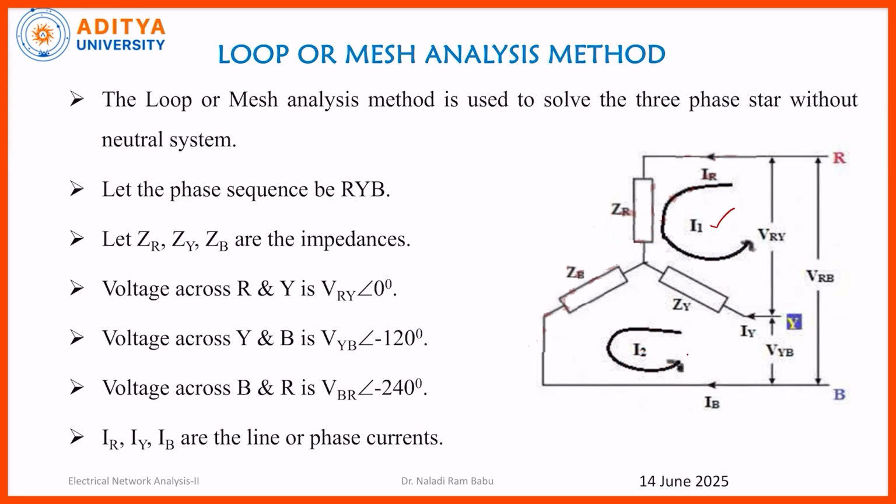So I am concentrating on this one path and this other path. Now, if I take VRY as the reference, the VRY value will be VRY at an angle of 0, the VRB value is VRY at an angle of minus 120, and the VYB value will be VRY at an angle of minus 240 degrees.